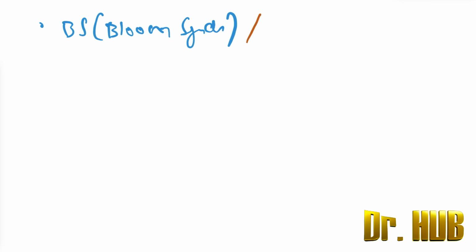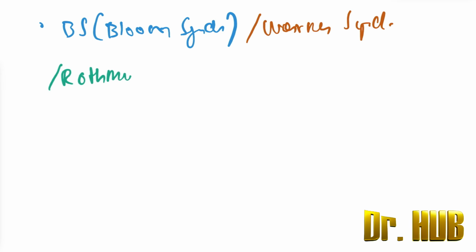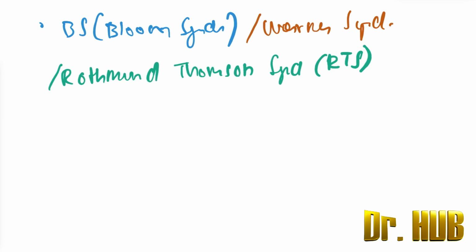Next, there is Bloom syndrome. BS stands for the Bloom syndrome, as well as there is the Werner syndrome. Then there is also the Rothmund-Thompson syndrome. So Rothmund-Thompson syndrome is nothing but the RTS.